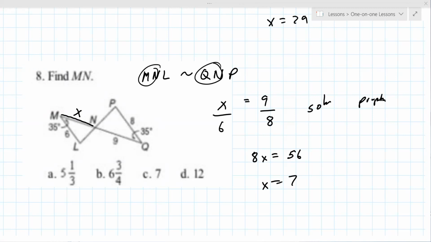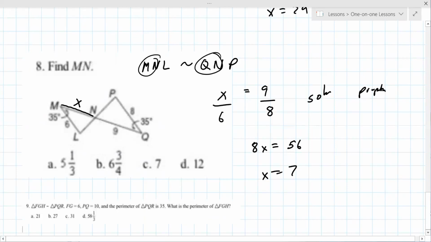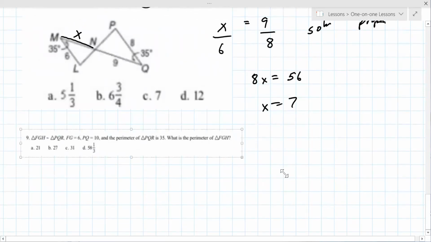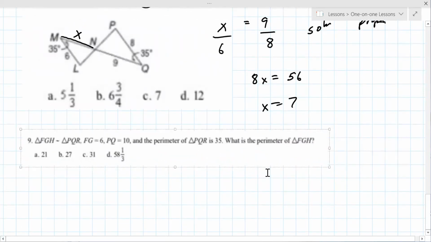All right. Let's see here. So we got a new one here. All right. This is the perimeter of PQR.